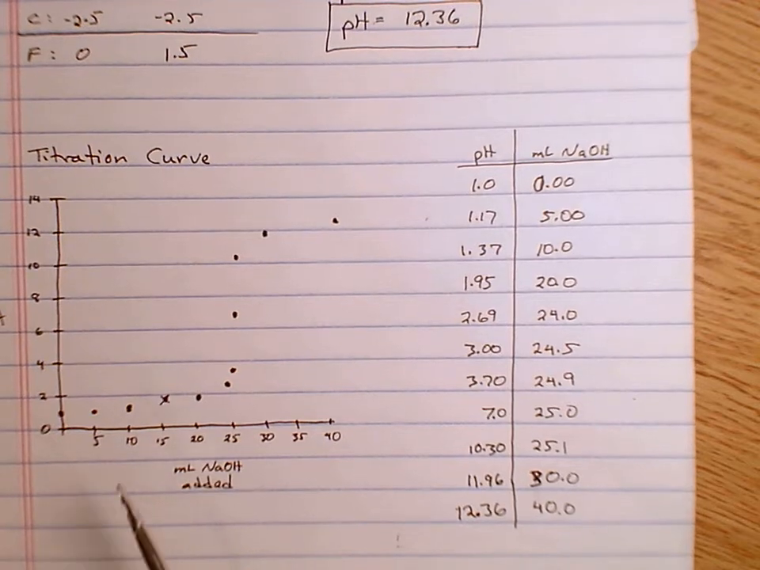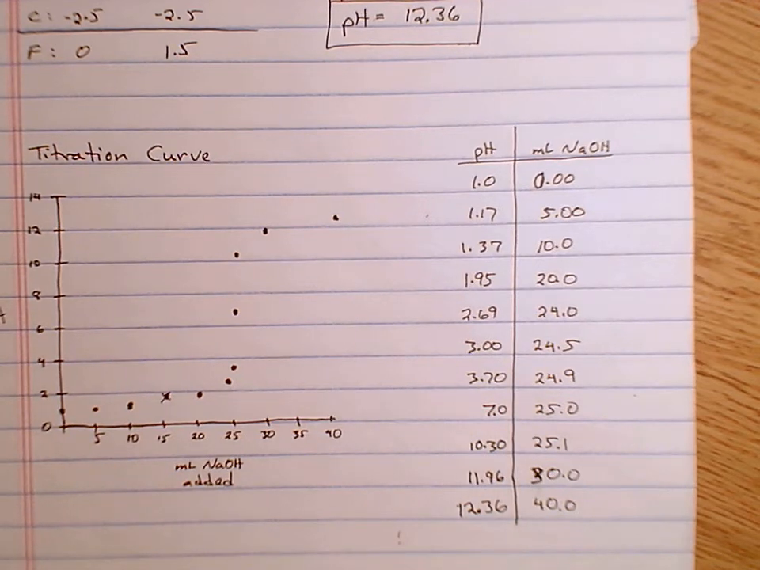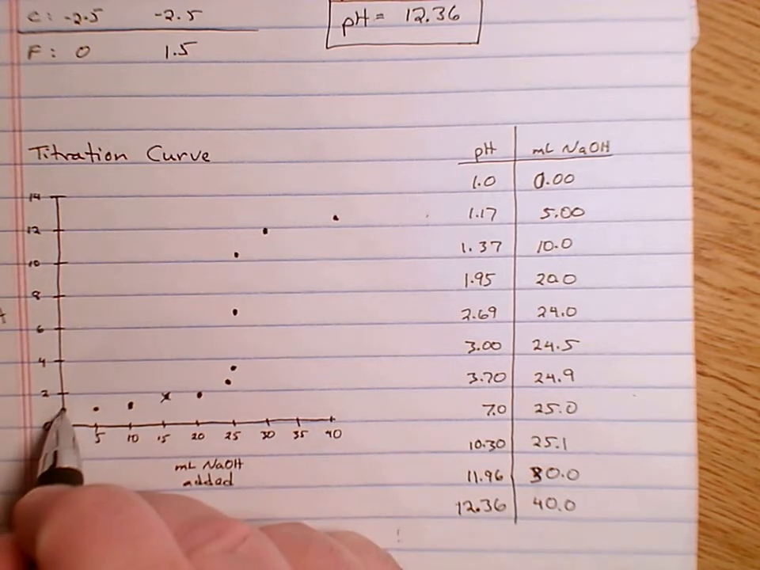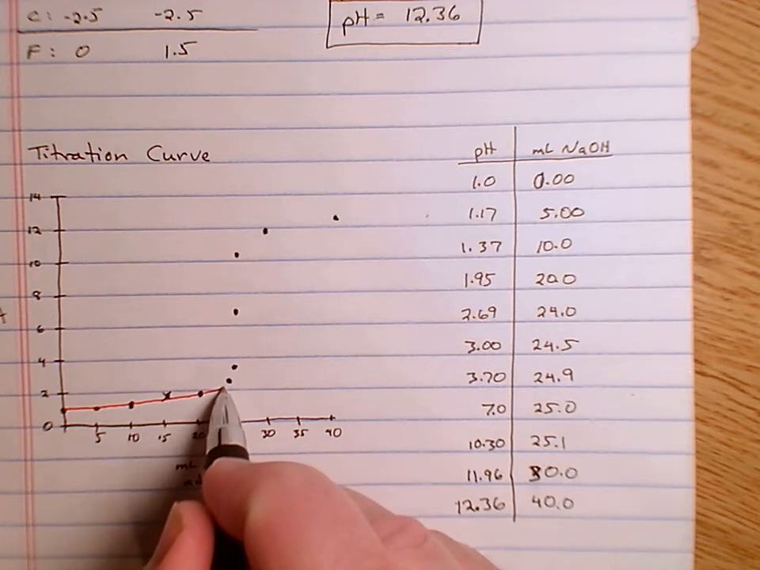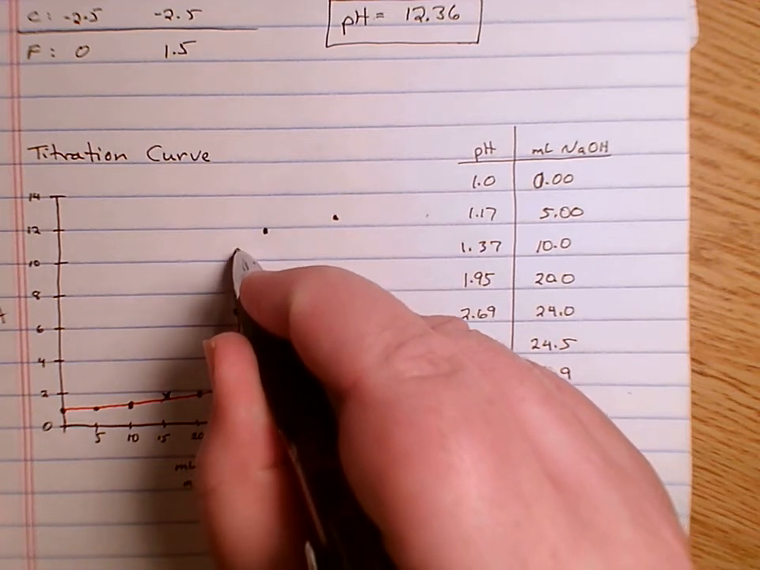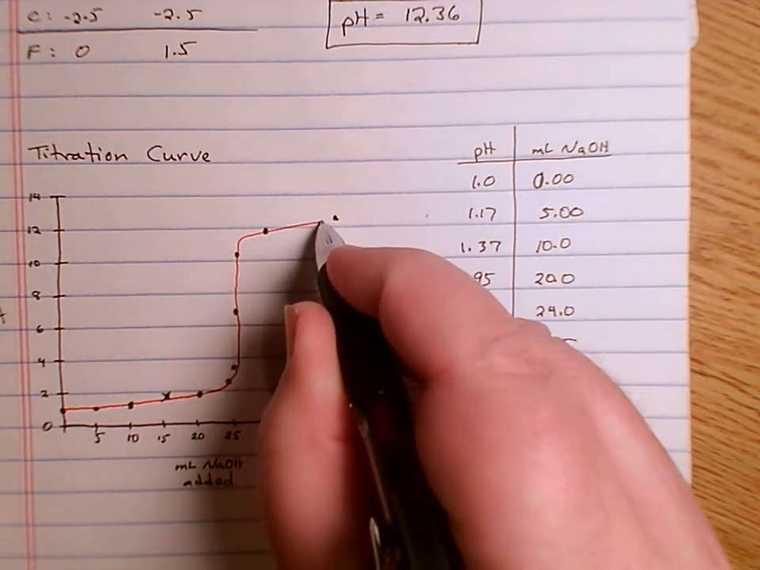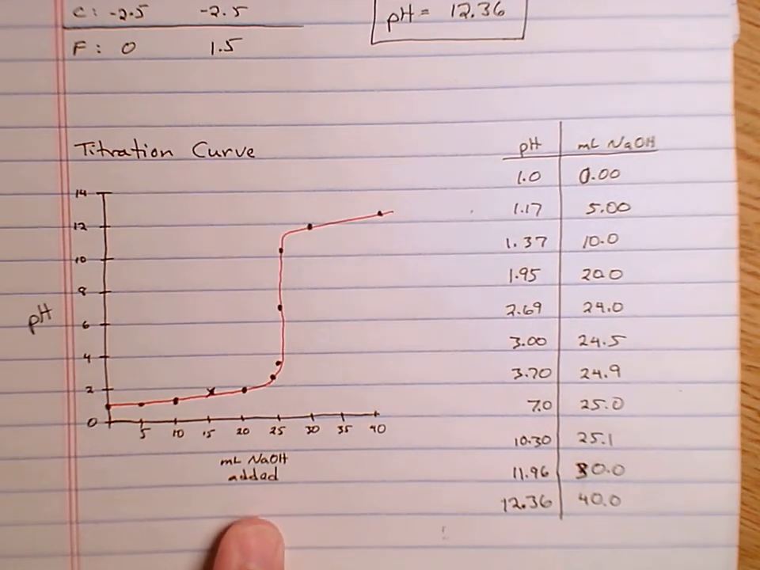And I just put the dots on here. I messed up. We didn't do a 15 calculation, so that dot doesn't belong there. But if you plot the data, this is what you get. The curve starts out very low, rising up just a little bit, and then right around the equivalence point, boom, it shoots up really high and then starts leveling out again. So this curve here is your plot of the pH versus milliliters of NaOH added.